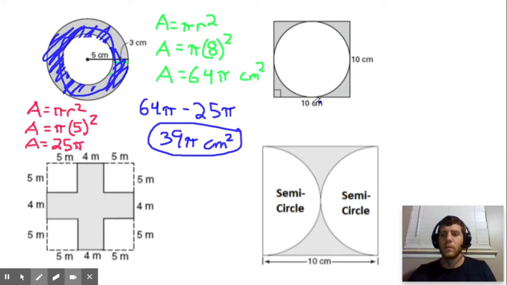All right, let's look at one more as an example, and then we'll look at 2 more. Here you have a square and a circle. The area of our square is a rectangle, so it's length times width. So we have 10 by 10. That's going to be 100 centimeters squared.